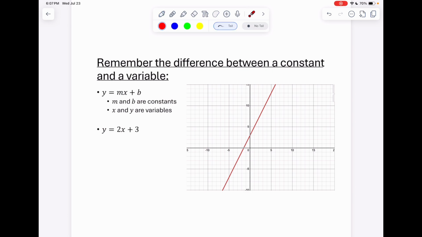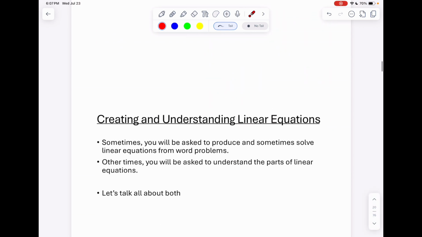A good example of that is in the equation y equals mx plus b. m and b are constants because no matter where you are on the line, the y-intercept is always in the same place. In this case, it's always 3. And the slope is always 2. We always go up 2 over 1, up 2 over 1. No matter where you are on the line, the slope is always 2. However, when I'm right here, my x value is 0 and my y value is 3. When I'm over here, my x value is 1 and my y value is 5. Depending on where I am on my line, my x value and y value will change. So just keep that in mind as we move forward.